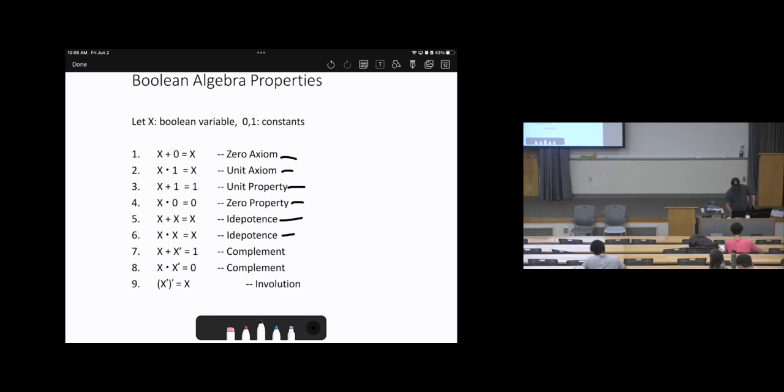X plus x bar equals 1, this is the complement. X times x bar equals 0. The double complement of x bar will be equal to x, which is the involution. So the inverse of the inverse is the same. Okay?